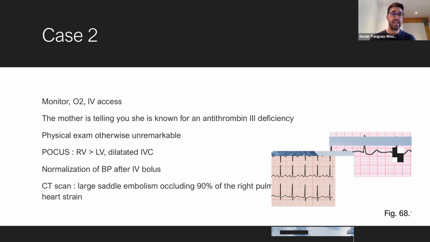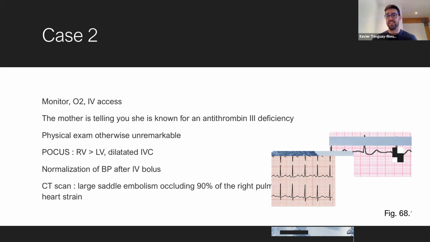So you put your patient on monitor again, IV access. The mother is telling you that she's known for antithrombin 3 deficiency. The physical exam is otherwise unremarkable. And when you do your POCUS exam, you have a right ventricle that is maybe twice the size of the left ventricle with a dilated IVC. The BP becomes a little bit normal after some IV fluid. So you're able to send the patient for a CT scan, and it shows a large saddle embolism that occludes almost 90% of the right pulmonary artery.